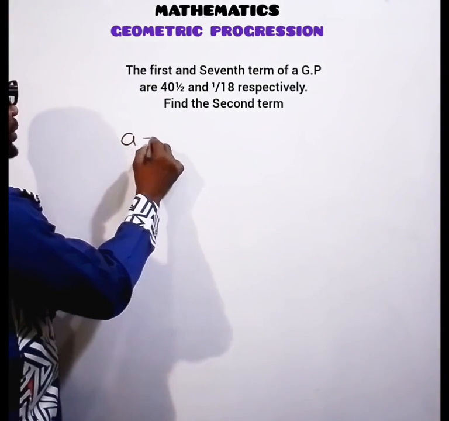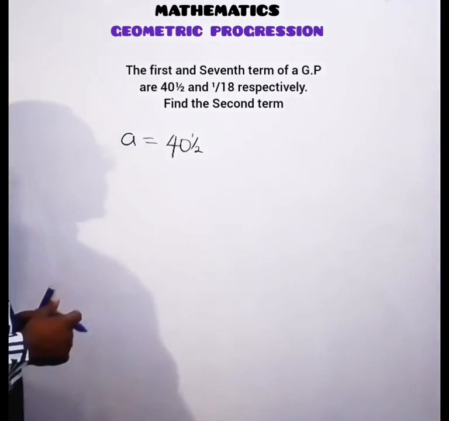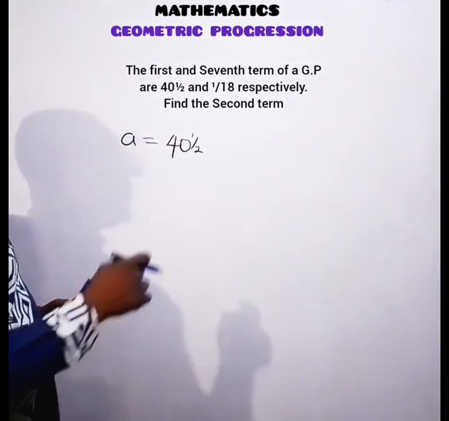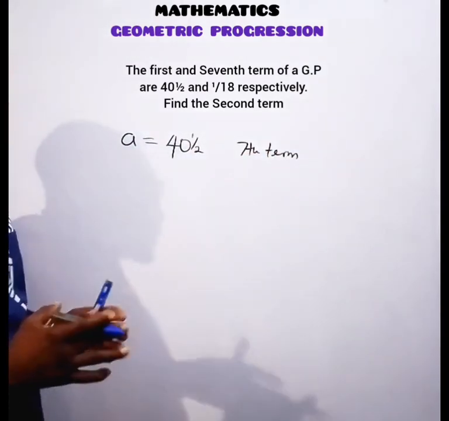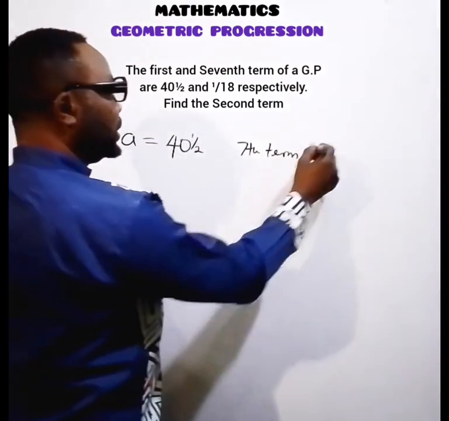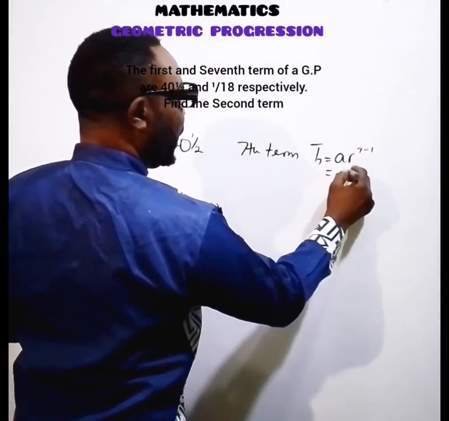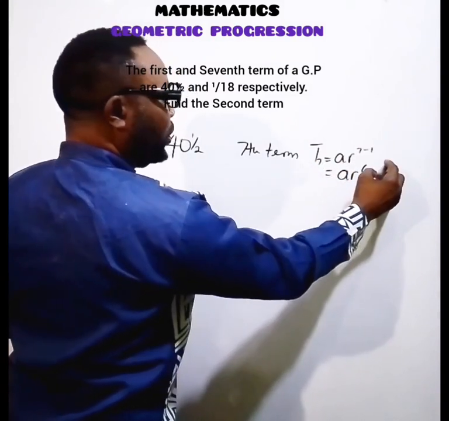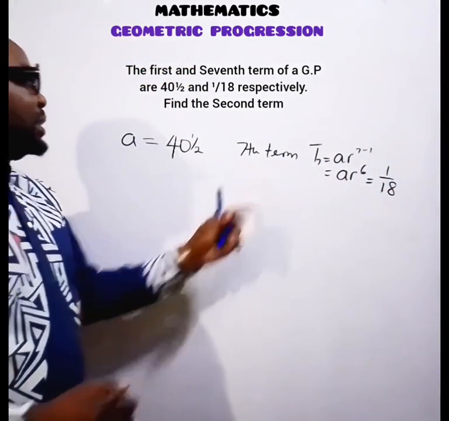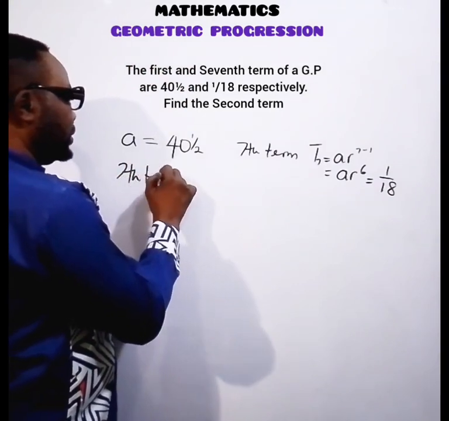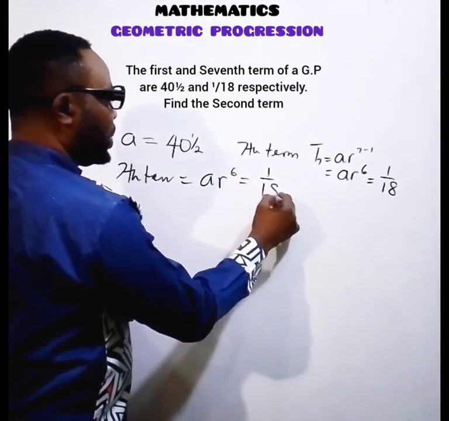We have been given the first term to be equal to 40 and 1 over 2. We are also provided with the seventh term. According to the nth term formula, the seventh term, T7, will be equal to ar raised to the power 7 minus 1, which is ar raised to the power 6. We have been given that value to be 1 over 18. That is the seventh term, ar raised to the power 6 equals 1 over 18.